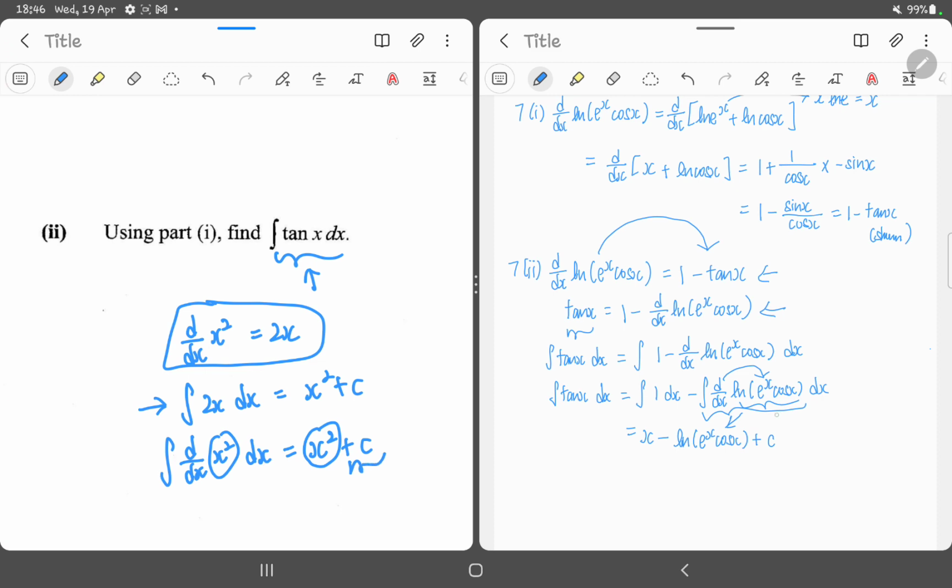So same goes for here. Whatever is inside, and then plus c. Okay? So that's for question 7ii.